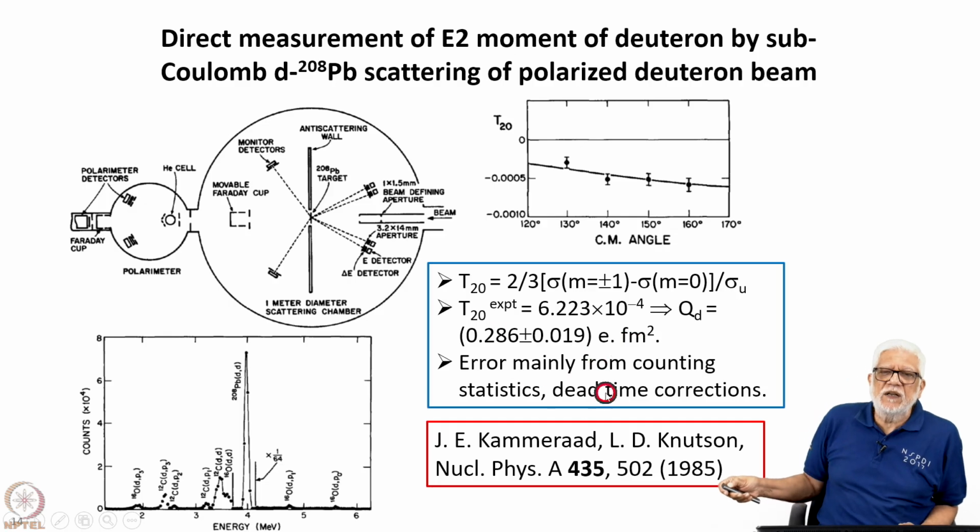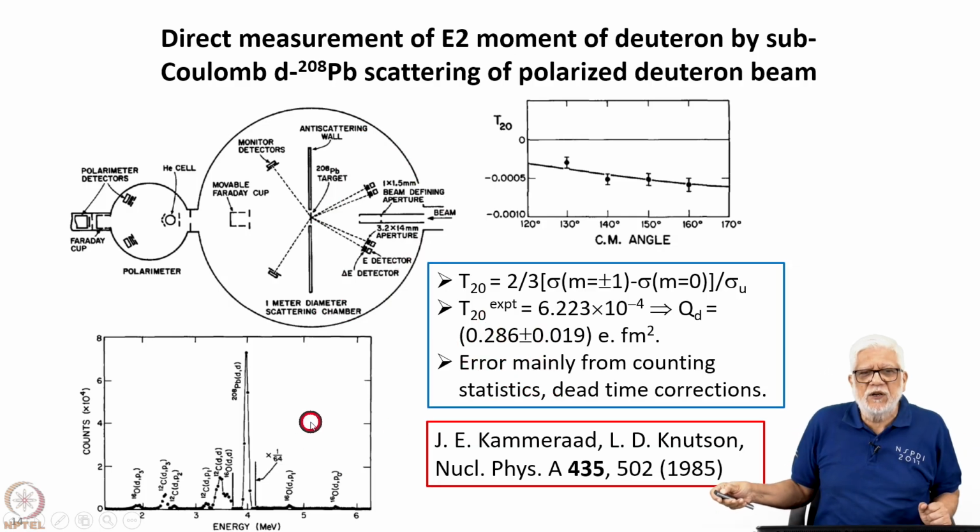The error is mainly from the counting statistics and dead time correction. So, in principle, if the experiment goes on for a longer time, or if you have a larger array of detectors, for instance, and count for longer, you can reduce this error bar and then go to the next limit that you will reach, which means systematic errors and so on. So, this is a very different kind of experiment, and it gives you roughly the same quadrupole moment.